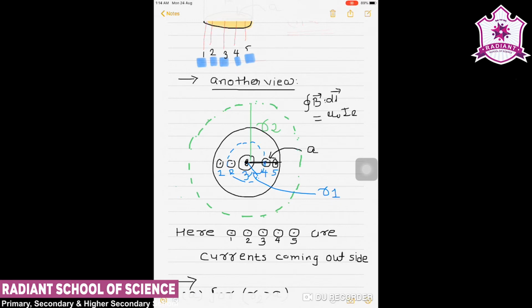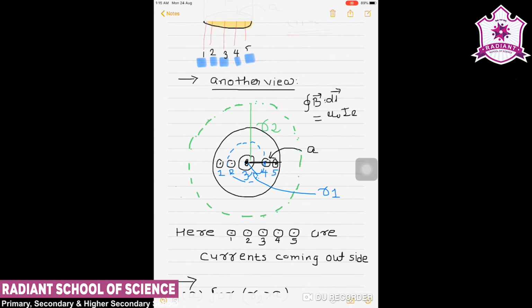Now case number 2. In this case, we want to find the magnetic field inside the wire. Inside the wire, as given, the total current is distributed uniformly, but we are taking the blue loop as shown here, and obviously when we take this blue loop, currents 1 and 5 as shown in this figure are not enclosed by this Amperian loop.